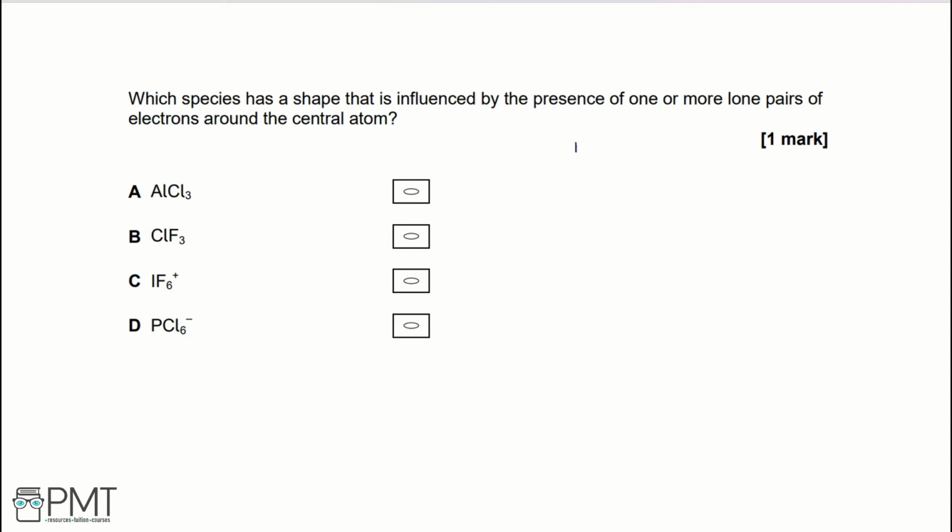So aluminium chloride has Al and then 3 bonds to chlorine. It doesn't have any lone pairs because aluminium has 3 electrons in its outermost shell and so can form 3 covalent bonds with chlorine very easily. So it's not A because we're looking for something that has 1 or more lone pairs that's influencing its shape. The shape of aluminium chloride is called a trigonal planar shape, and that is when you have 3 bonding pairs and no lone pairs. So then moving on to ClF3.